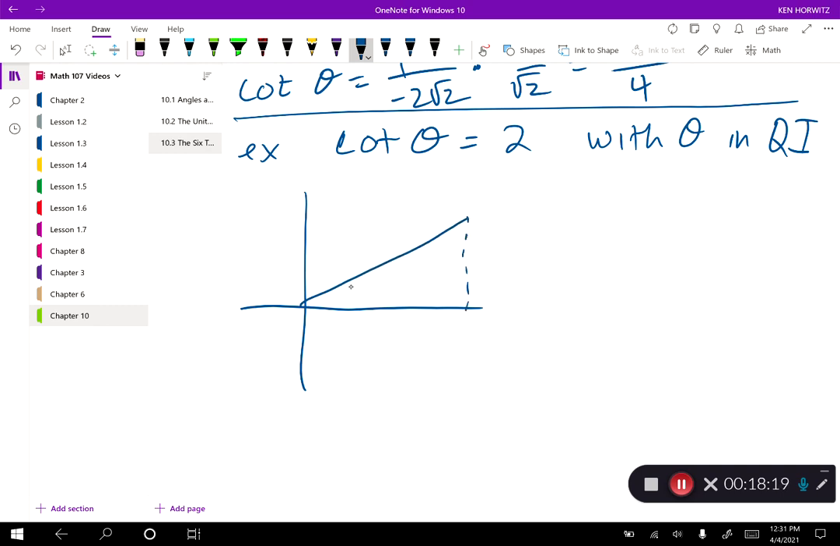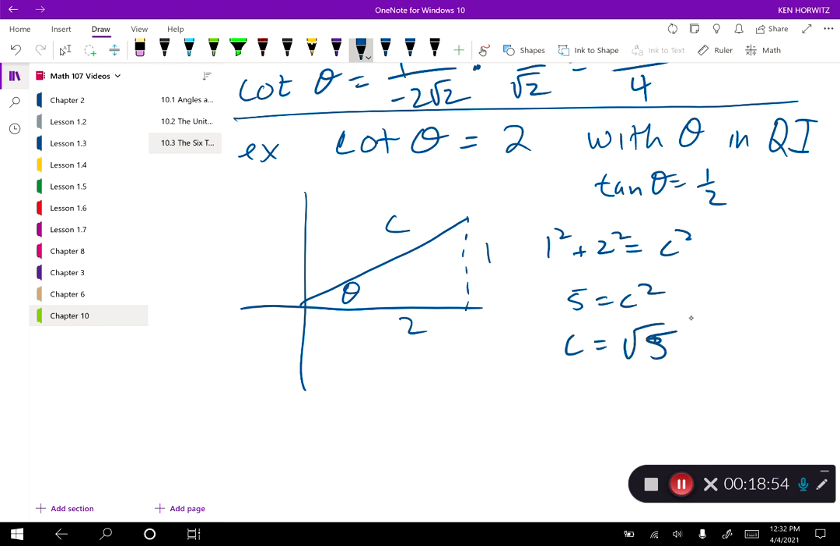So again, let's make a small picture. Here's my theta, and my cotangent means that the tangent of theta equals 1/2, right? Because it's the reciprocal, and the tangent is the opposite over the adjacent. So the opposite is 1, the adjacent is 2. So now let's do our Pythagorean theorem. Same procedures as before. 1 squared plus 2 squared equals c squared. I'll call that c. So 5 equals c squared. C equals the square root of 5.